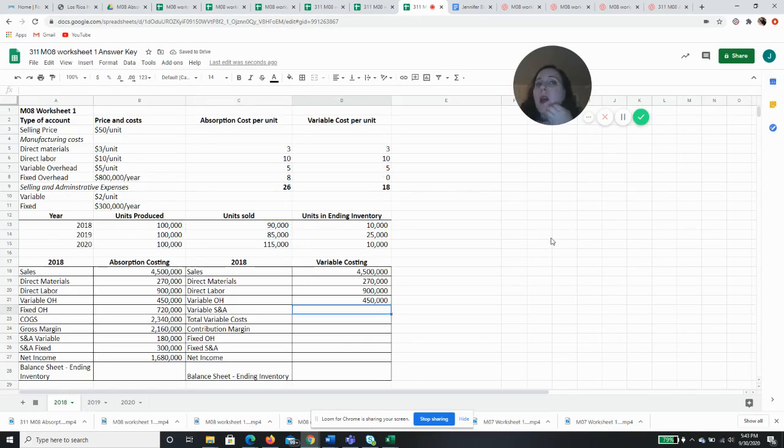We're not going to include fixed overhead, but we are going to include variable S&A up here. Why are we including it up here? Because it's a variable cost. When we do our variable income statement, we care about variable cost versus fixed cost. We don't care quite so much about product versus period. So does this mean that variable S&A is now all of a sudden a product cost? No, it does not.